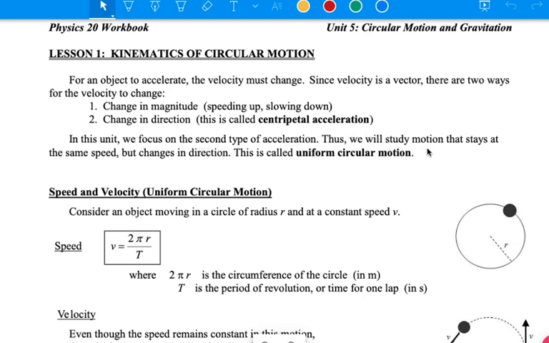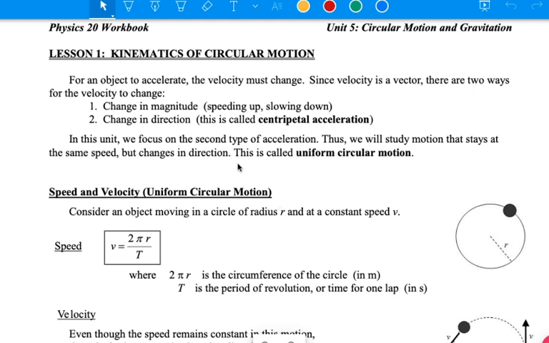So we will study motion that stays at the same speed, so constant speed, zero of our regular acceleration, no speeding up or slowing down. But we are having a change in direction, which introduces centripetal acceleration. So centripetal, think of it as directed towards the center. We'll get into that as well.